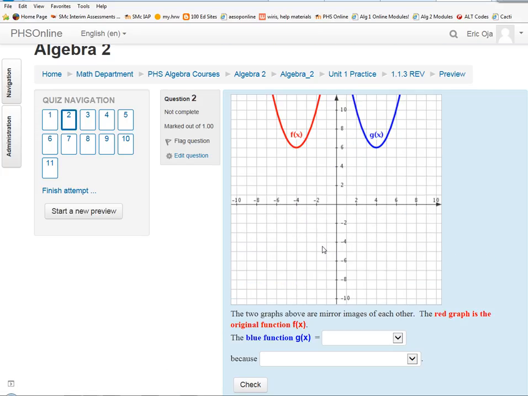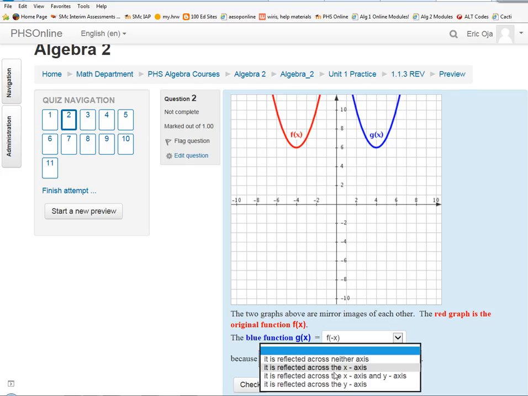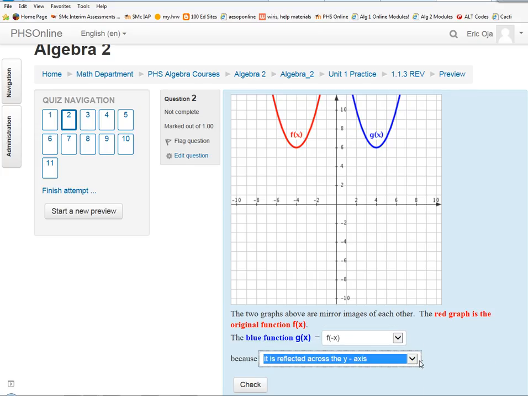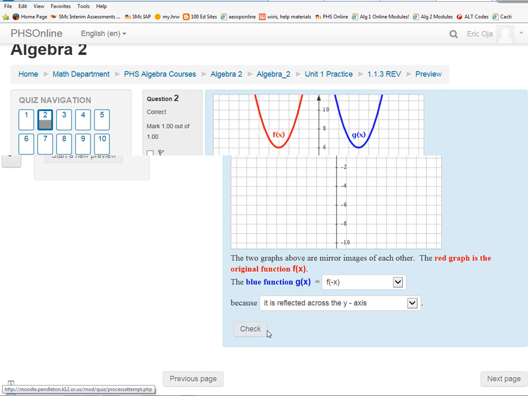Okay, what about this one? Real quick, what's this? So the two graphs above are mirror images of each other. The red graph is the original function, blue is the final function. So the blue one would be g of x equals what then? Reflection over the x or the y? What do you think? Over the y, so it's got to be multiplying x by -1 then. So it's got to be that one, right? And that's because it's reflected across the y-axis. Okay, make sense?